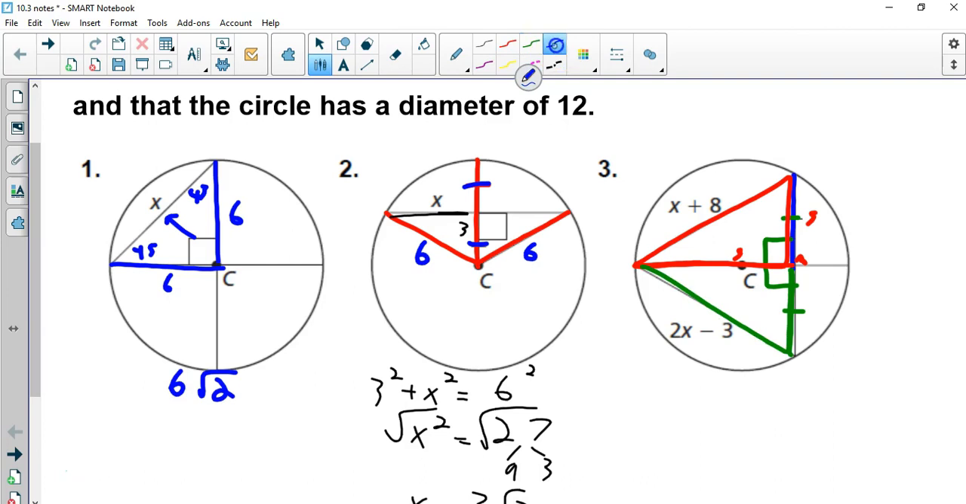And by good old CPCTC, we know that this piece is congruent to that piece. So we can just say x plus 8 equals 2x minus 3. Subtract x, add 3, and x is 11.